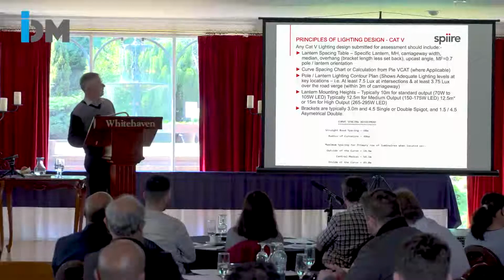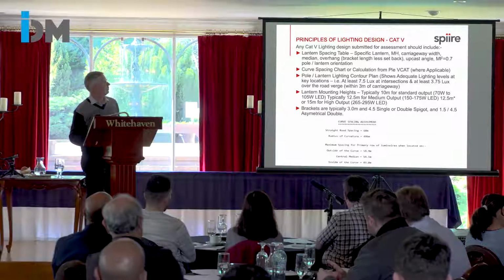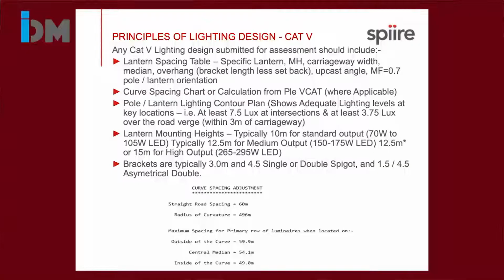Lantern mounting heights are typically 10 metres for a standard output lantern, 70 watt to 105 watt LED. Typically 12.5 metres mounting height for a medium output, which is your 150 to 175 watt LED, and 12.5 to 15 metres for a high output lantern.